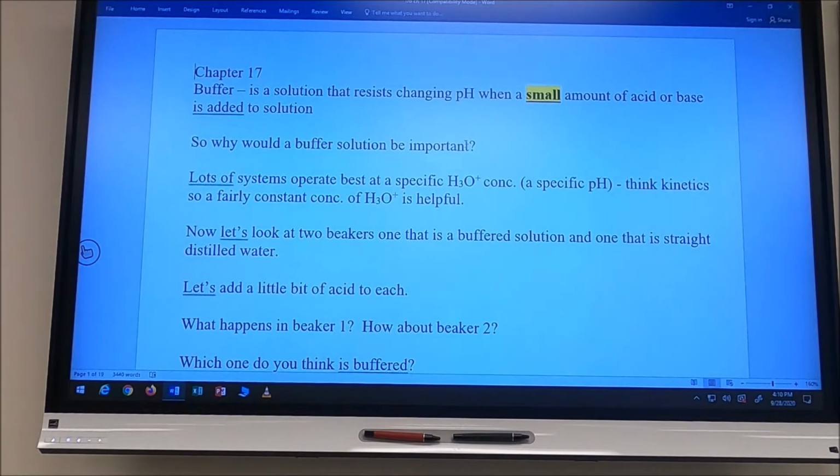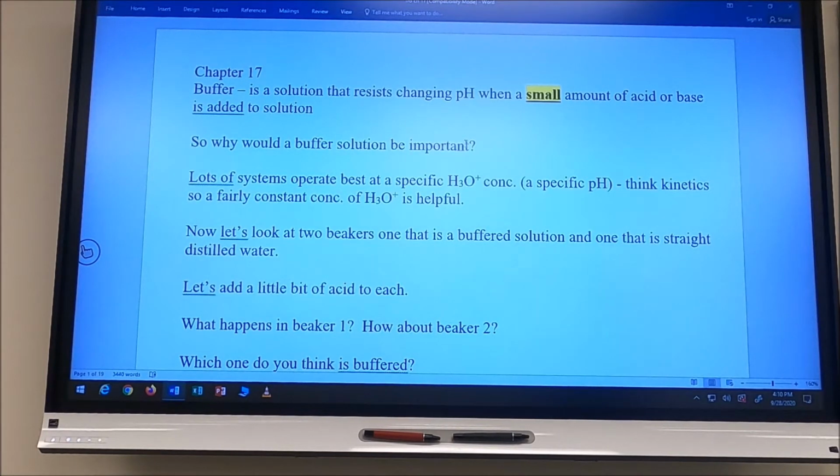Continuing on our theme of acid-base chemistry, today we start buffers. A buffer is a solution that will resist changes in pH when small amounts of an acid or a base are added to the solution. Notice it says it resists changing pH. Doesn't mean the pH won't change just a little, but there won't be any wild swings in pH.